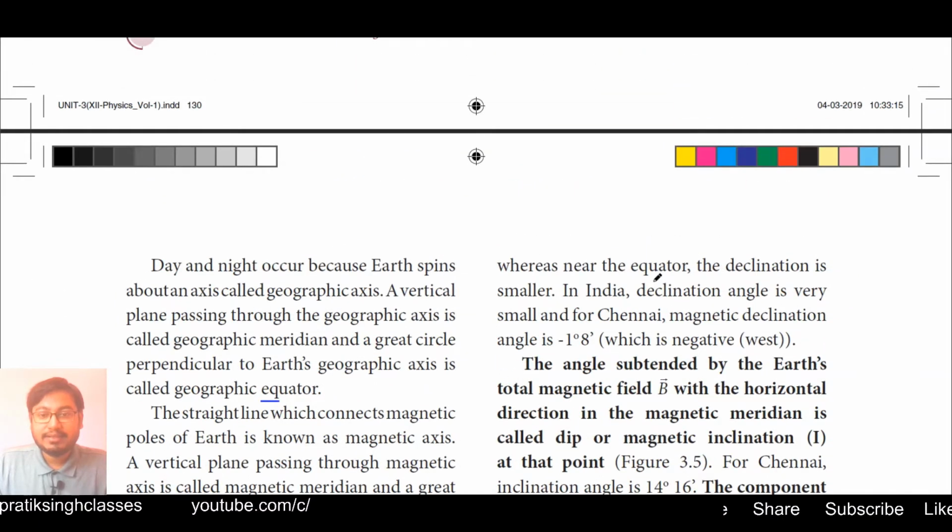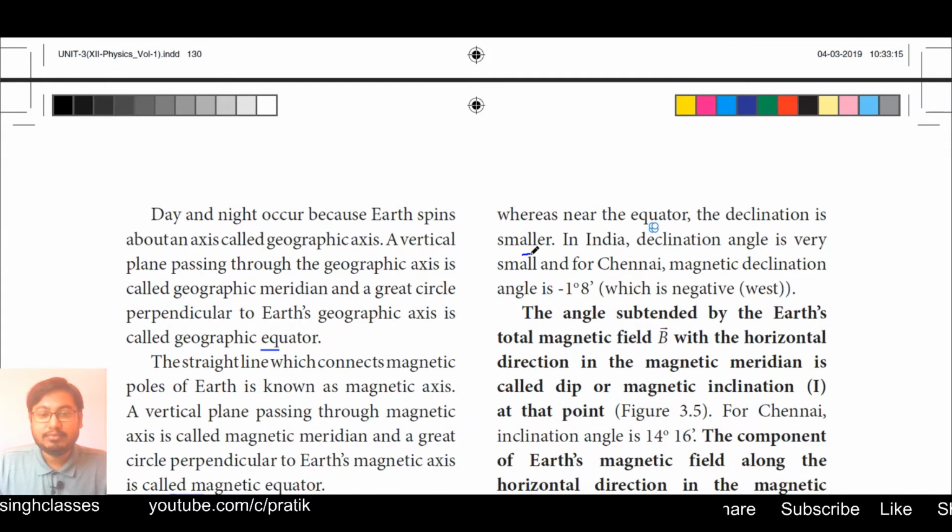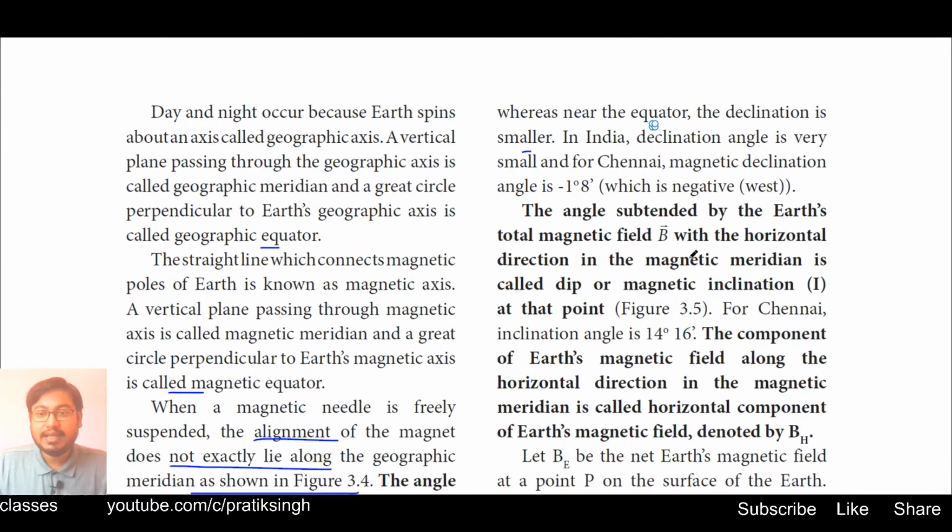Whereas near the equator the declination is smaller. In India the declination angle is very small, and for Chennai the magnetic declination angle is just 1 degree 8 minutes, which is negative to the west, minus 1 degree 8 minutes.